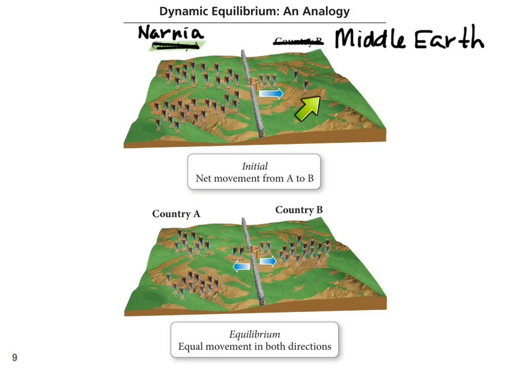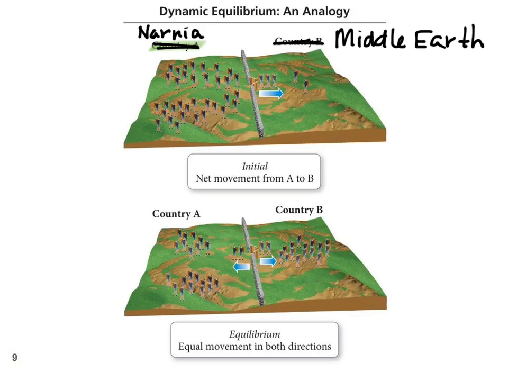Well, that keeps going, and then what happens to Middle Earth? It starts to get crowded, right? And so then some people are thinking, well, yeah, I came over here because there was so much more space, but now all these other people came over here, and I think I'm going to go back. And so now we start getting some people going back to Narnia. And after it reaches equilibrium, the rate of emigration from Narnia to Middle Earth and from Middle Earth to Narnia are going to be the same.